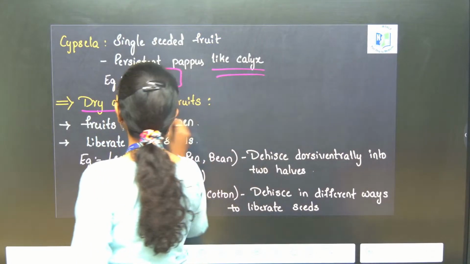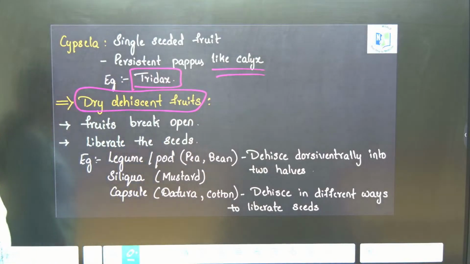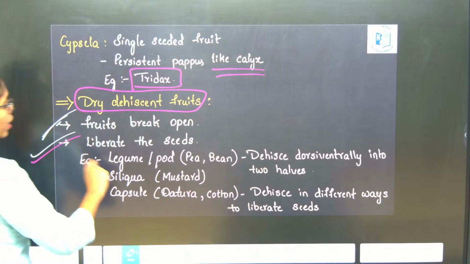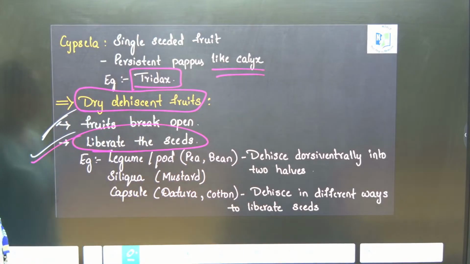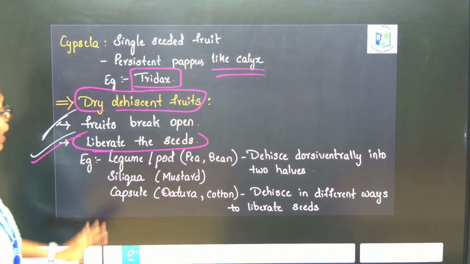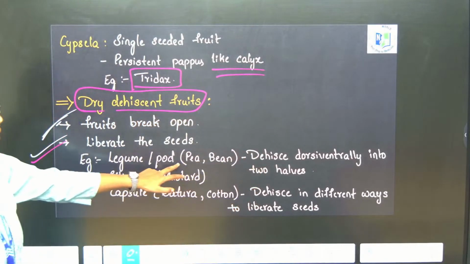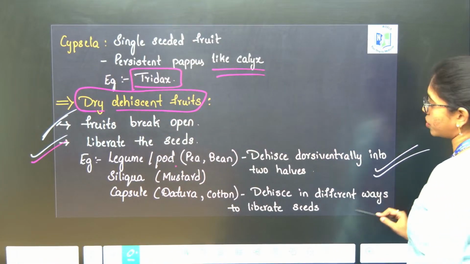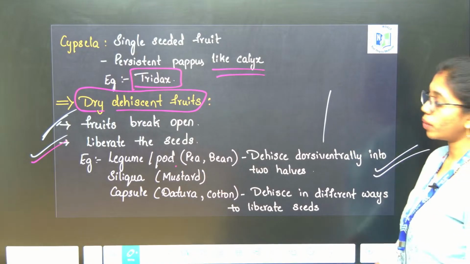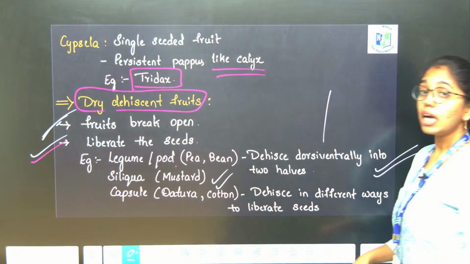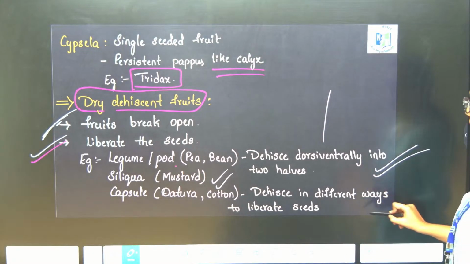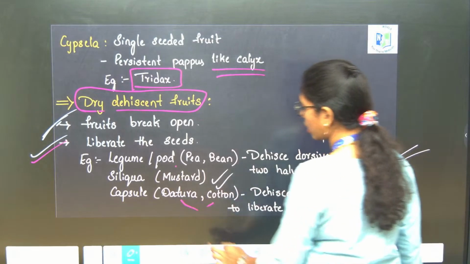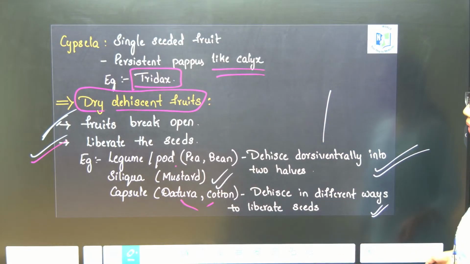Next is dry dehiscent fruits, where fruits break open and liberate the seeds. Examples include legume, a pod, like pea and bean, where they dehisce dorsiventrally into two equal halves. Siliqua, as in mustard, and capsule, as in datura and cotton, dehisce or cleave in different ways to liberate seeds.